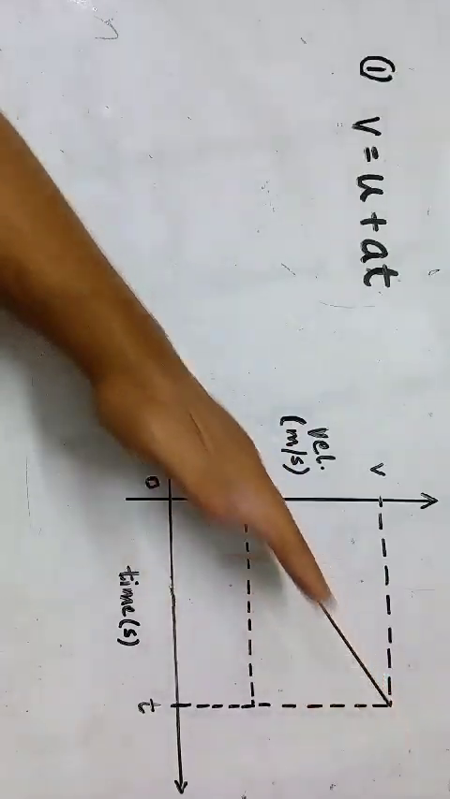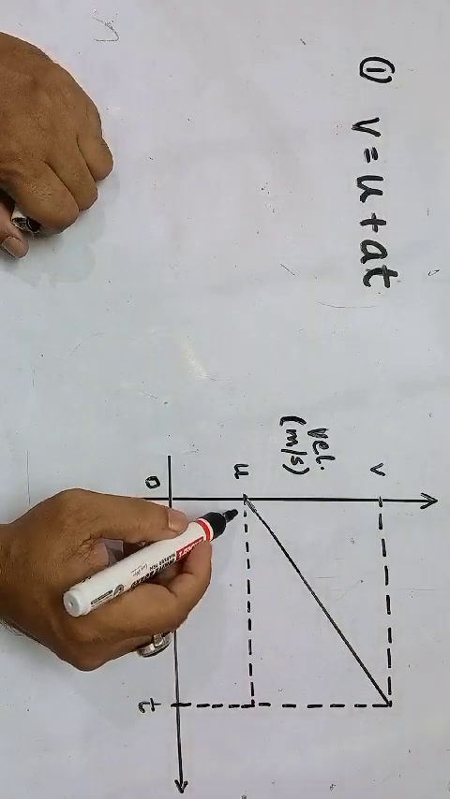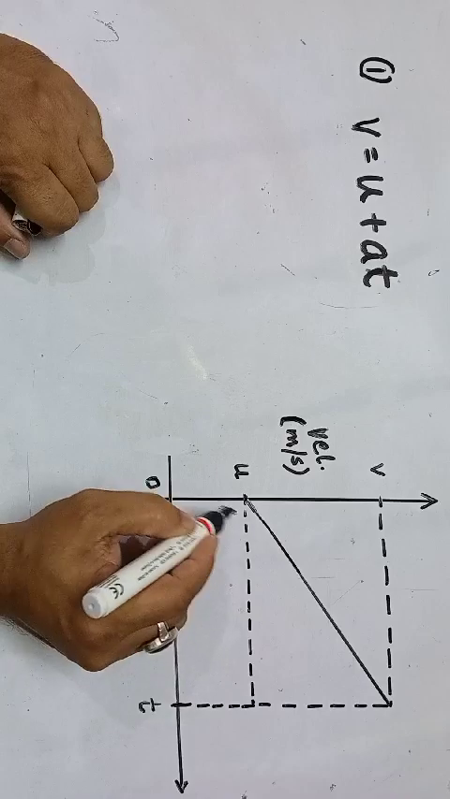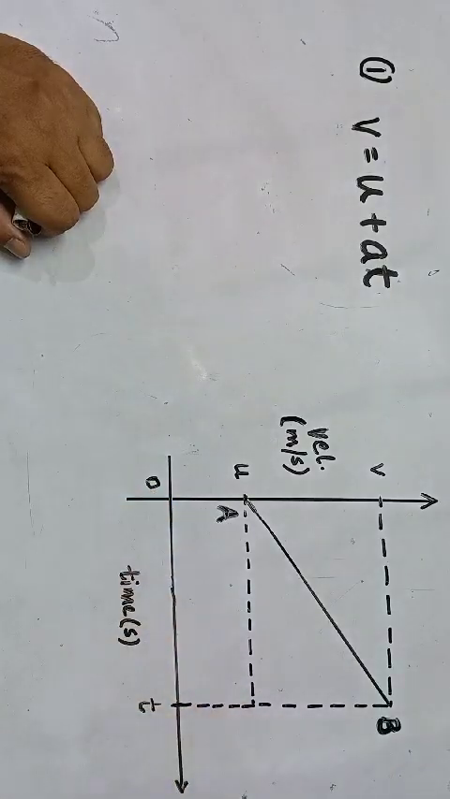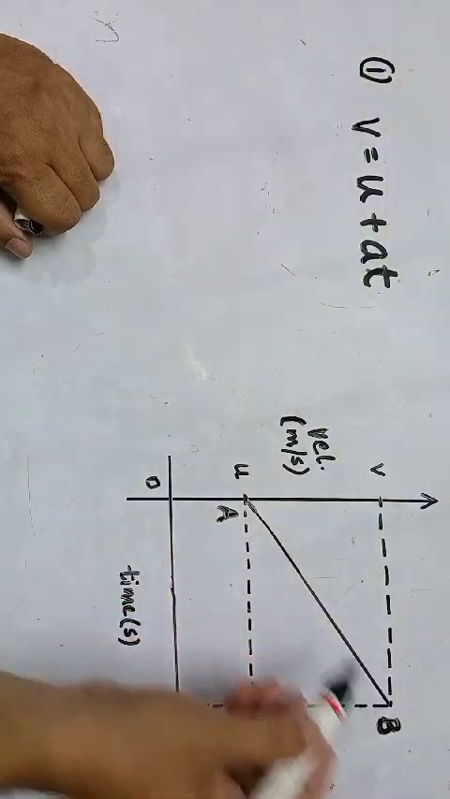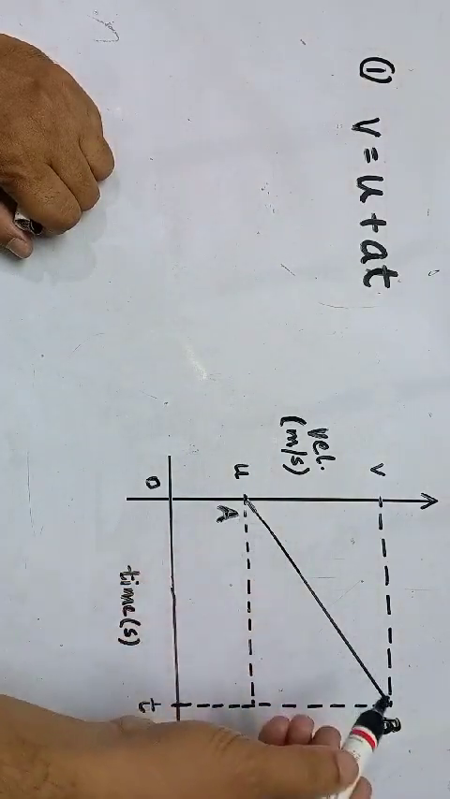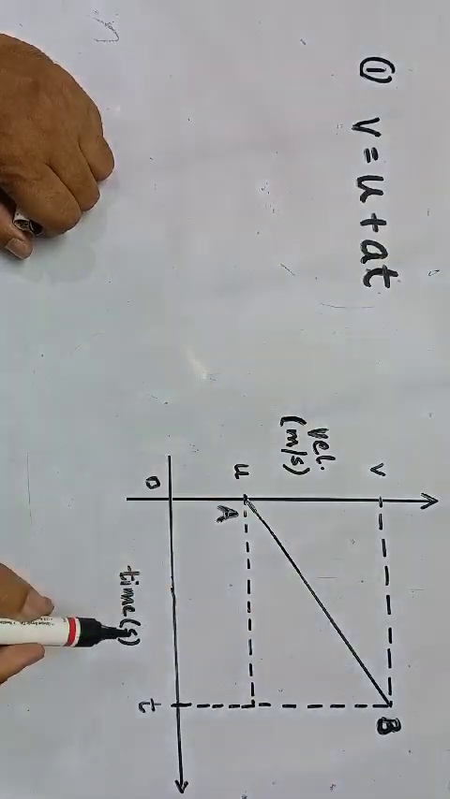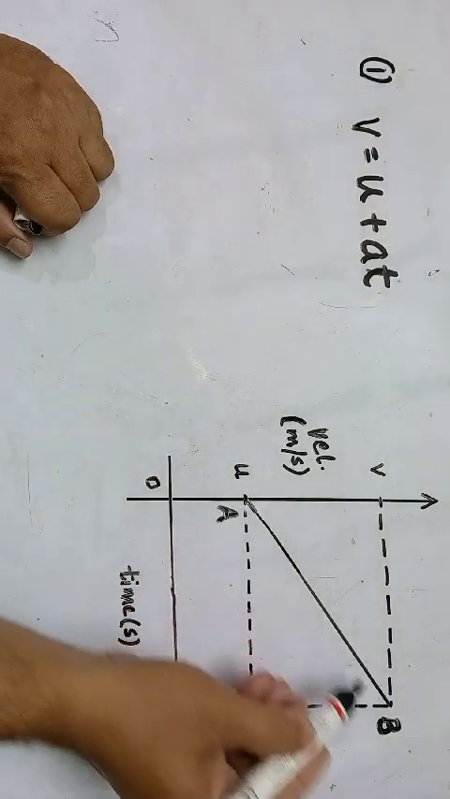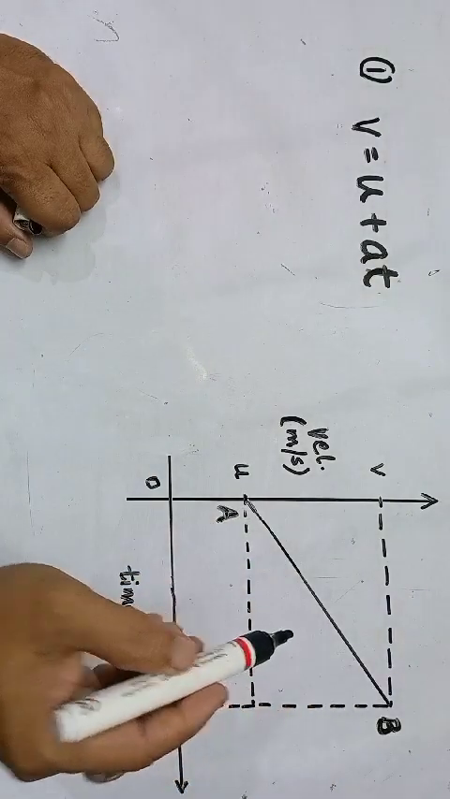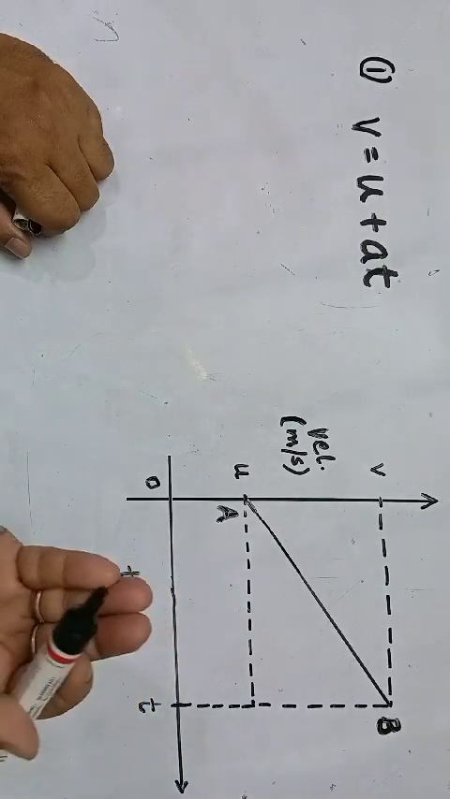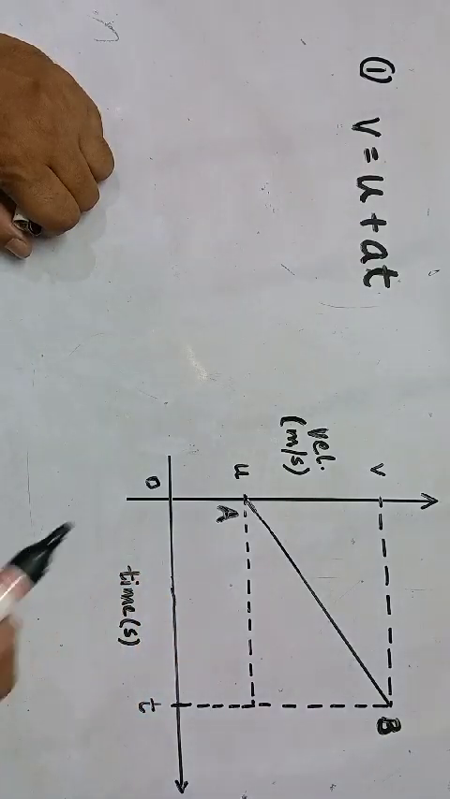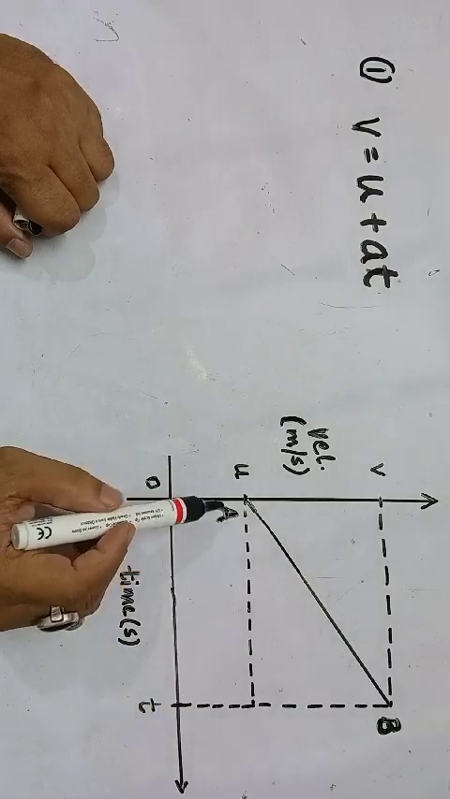Let us say I use the letters A and B over here. This AB line that I have drawn on the velocity versus time graph is actually showing me the motion. It is giving us the details of what kind of motion is taking place. So there are two things to observe, children, here.